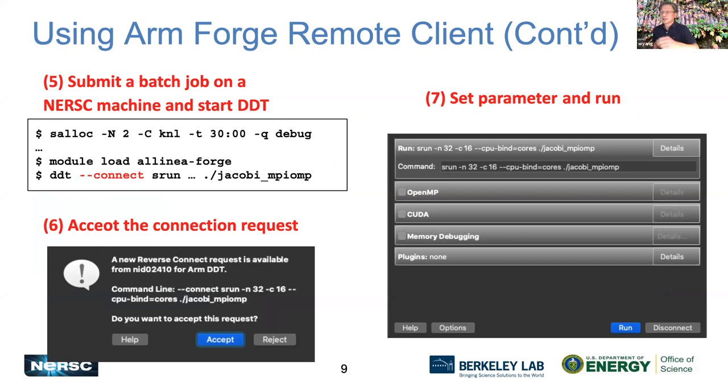So as I said, you open the window where you SSH to the query, and you start the interactive batch job, something like that. And you load the Arm Forge module, and then run Arm Forge using the --connect flag. Then this pop-up window will show up on your desktop, and you just click on accept. And then you can set the run parameters, et cetera, and then you can start right away.